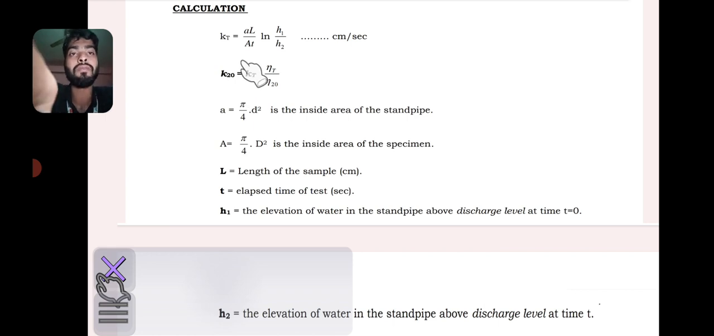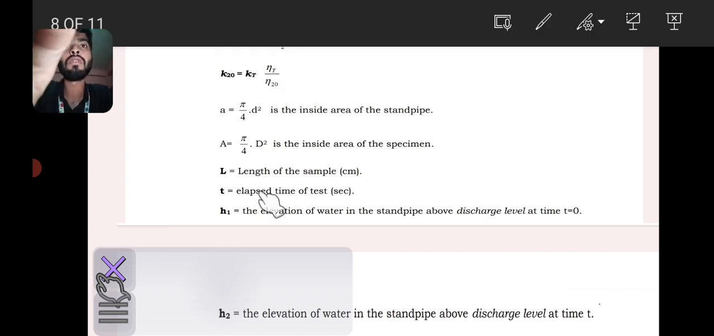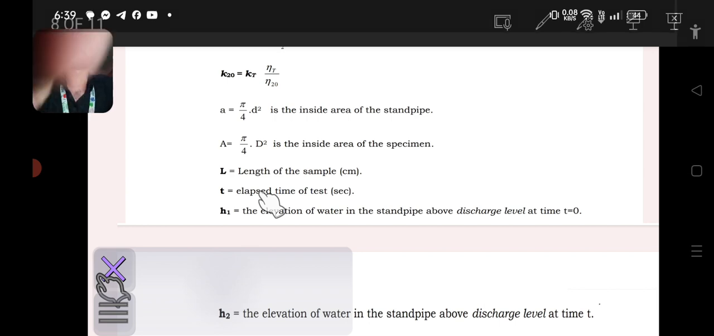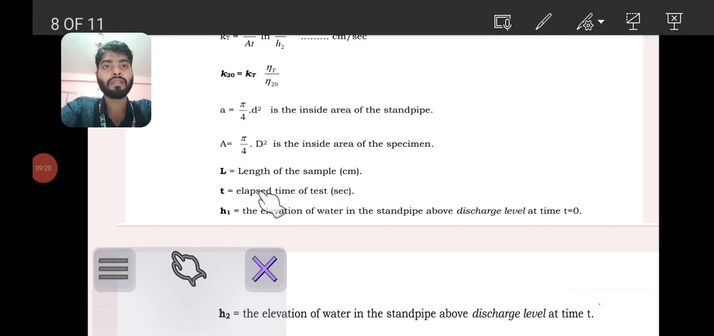Now here is the calculation. We will use this calculation for the experiment. The calculation is K equals aL by At into ln H1 by H2, in centimeter per second. By this calculation we will find out the falling head permeability.